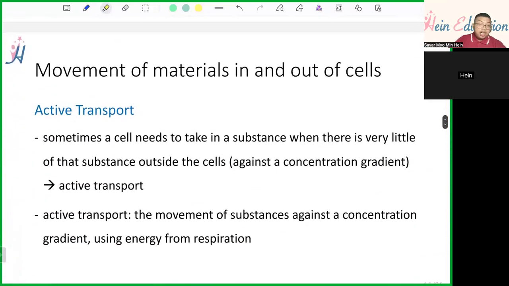Moving on to another concept, which is active transport. This is pretty similar to diffusion, but sometimes it is the opposite way round. Sometimes cells need to take in a substance when there is a lower level of the substance outside of the cells, which is against the concentration gradient. So in terms of definition, active transport is the movement of substances against a concentration gradient using energy from respiration.